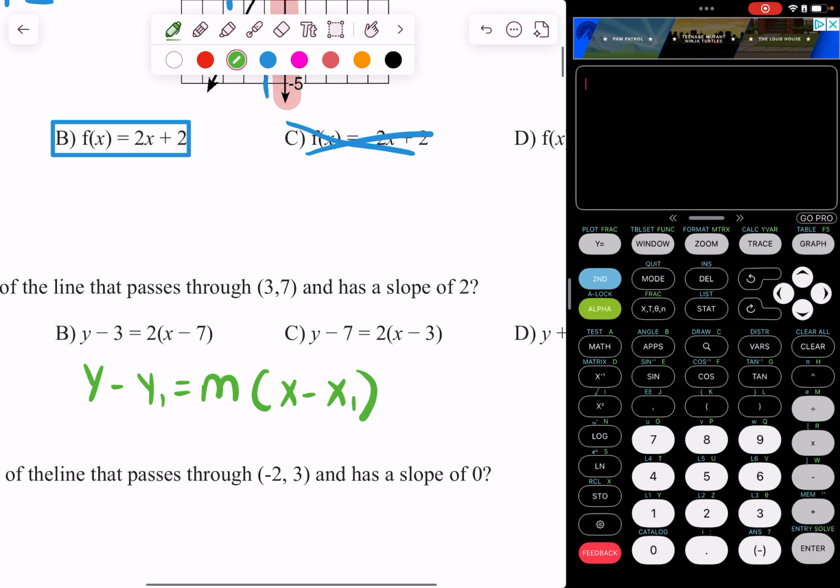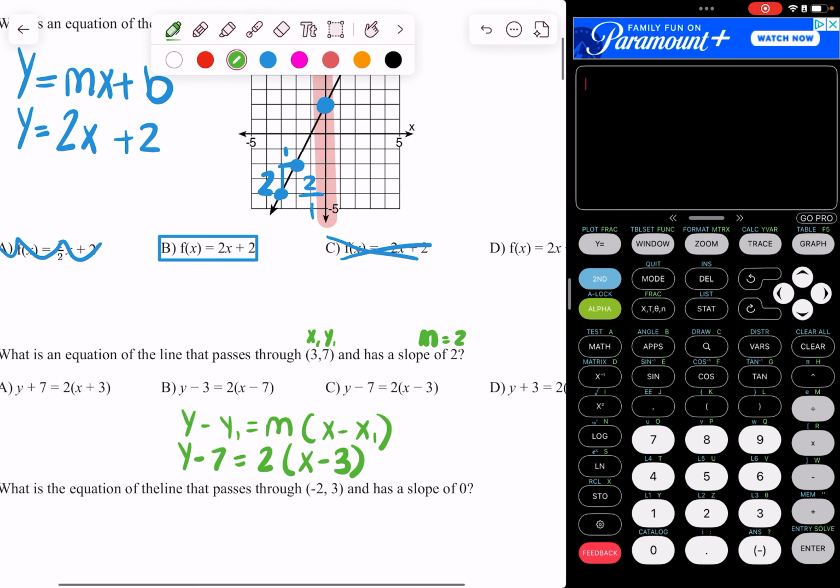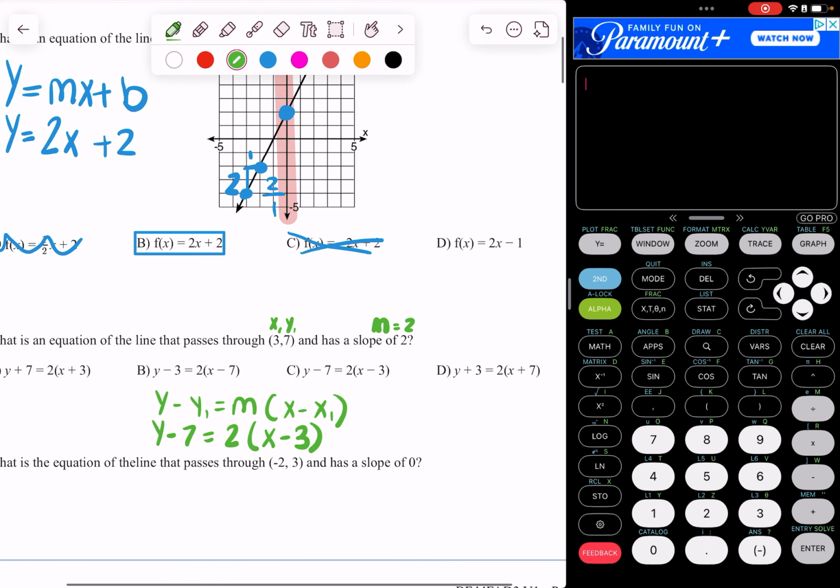This is the 1 point we were given, the x1. This is the y1, and slope means m, our m is 2. All right, so we're going to put y minus, our y1 is 7, equals, our m is 2, parentheses, x minus, our x1 is 3. And is this answer choice here? It is. It is choice number C. That was a nice question because we didn't even have to finish simplifying.